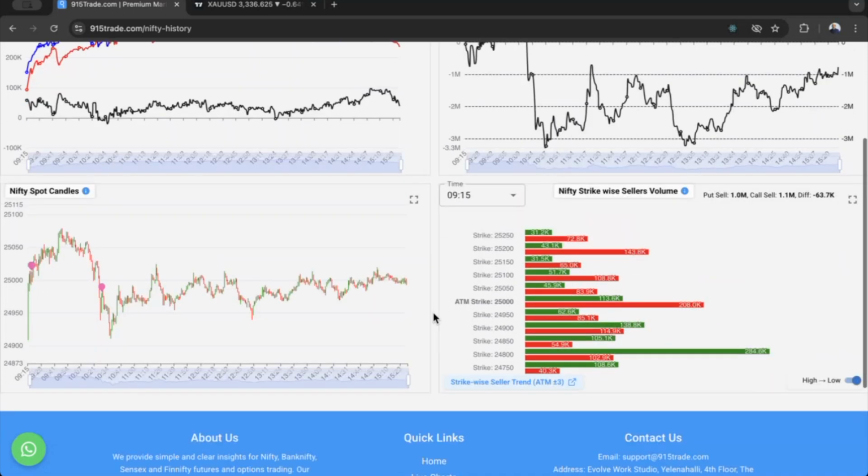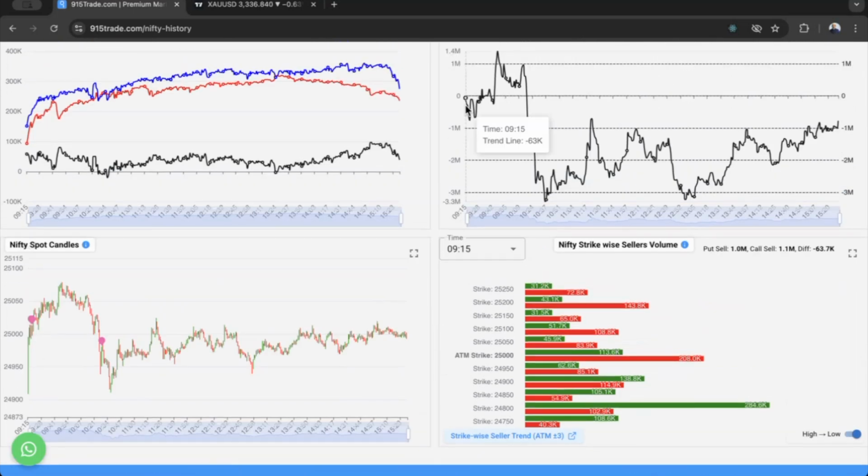What is the data telling us at 9:15? This is telling us there is something called a bias. I keep explaining that in every single class. What is a bias? A bias essentially should tell you whether call sellers are strong or put sellers are strong. If you are able to understand the bias, you can confidently say whether you are going to go with a call buy or a put buy.